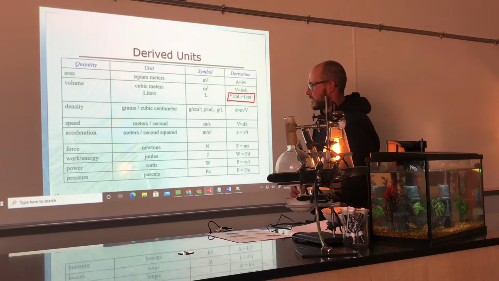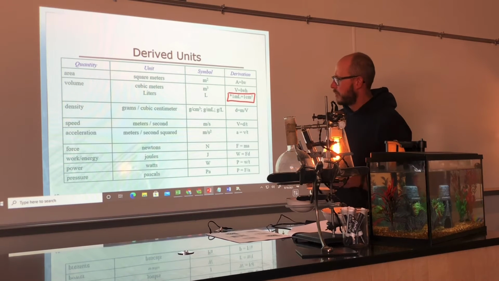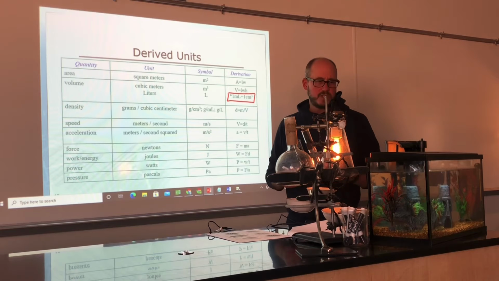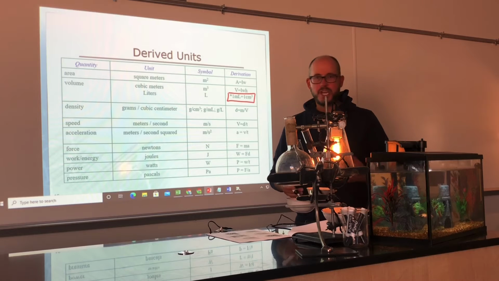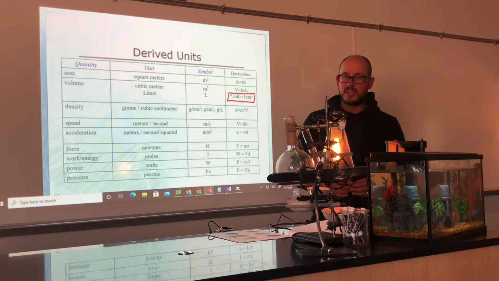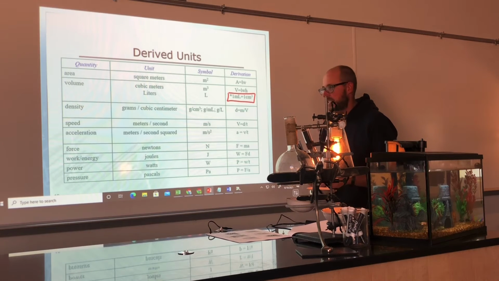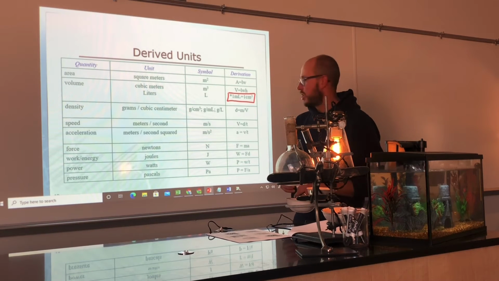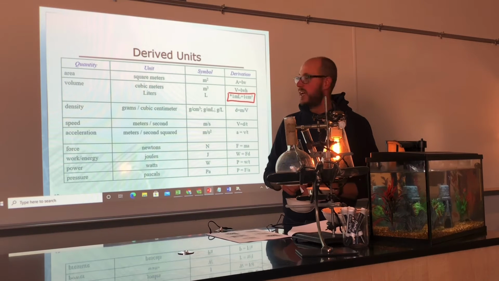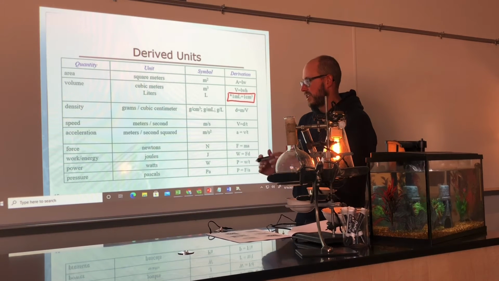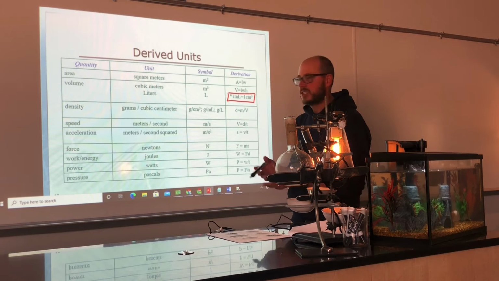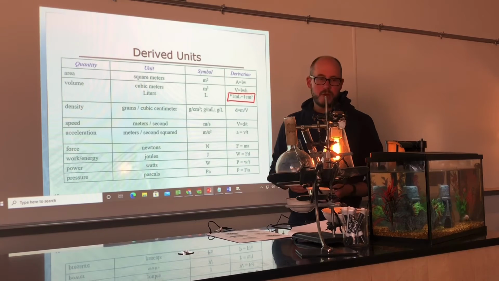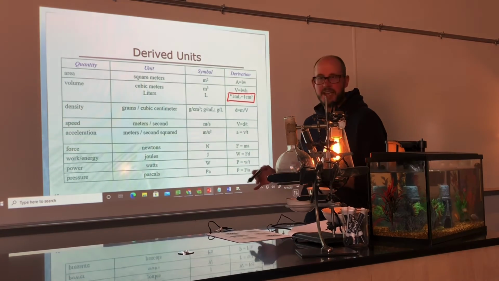All right, other familiar derived units include speed, which is distance traveled in a certain amount of time, acceleration, which is a change in speed in a certain amount of time, force, which is based on Newton's second law of motion. Force is equal to mass times acceleration. Work or energy, which is based on the idea of using a force to move an object a distance. Power, which is defined as the amount of work done in a certain amount of time, and pressure, which is a force applied to a certain area.